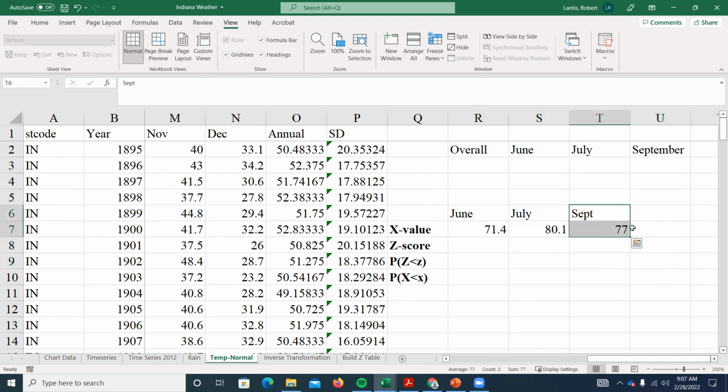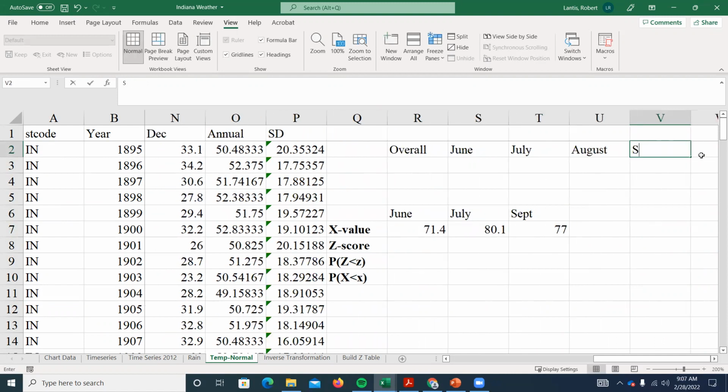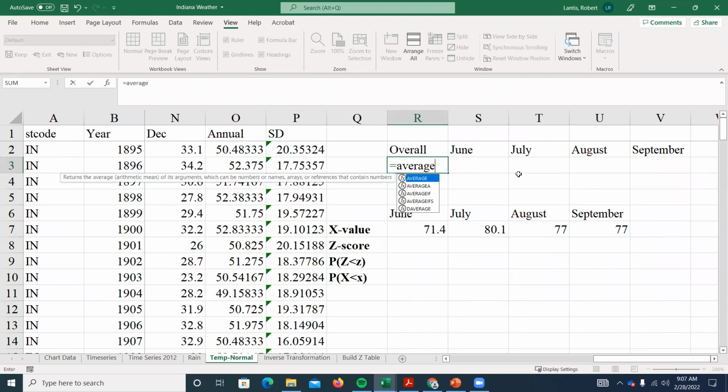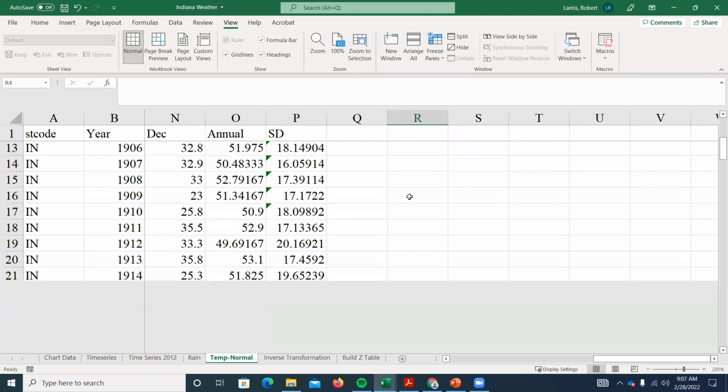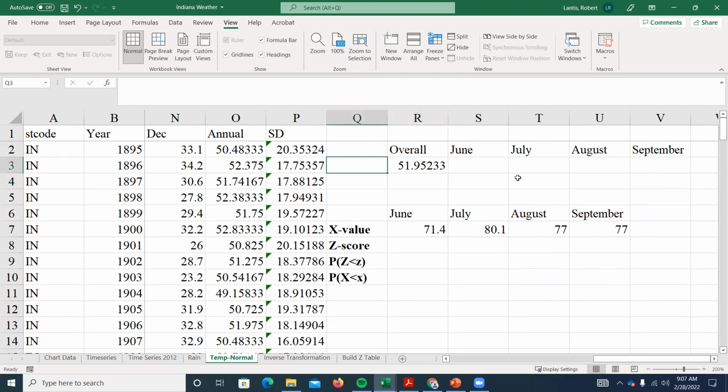Right? And actually, let's see here. We're going to relabel this August and this September just to make this a little bit easier. August, September. Okay. Maybe we'll be interested in 77 over here. So all I'm going to do is, first of all, if I wanted to find the average temperature across this time period, I'm going to go to this annual column, Control Shift, hit the down arrow, hit Enter. And I've got the mean for overall temperature.